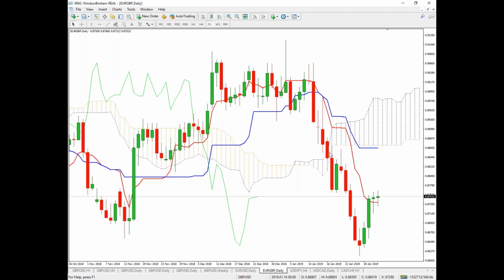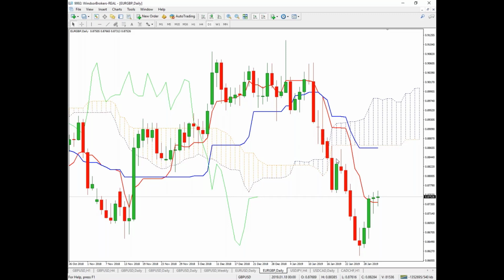And of course we see that the cloud in this area is very thin. So as we mentioned previously, thinner clouds or cloud twists are usually magnetic and attract price action. So when we see this, it could be an indication that the price action may attack that cloud again, compared to the thick cloud, which could act as a very strong support and resistance.